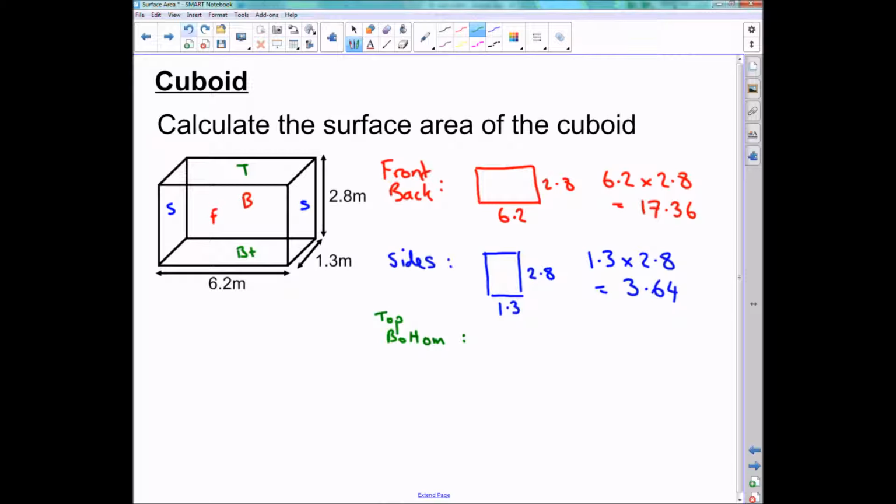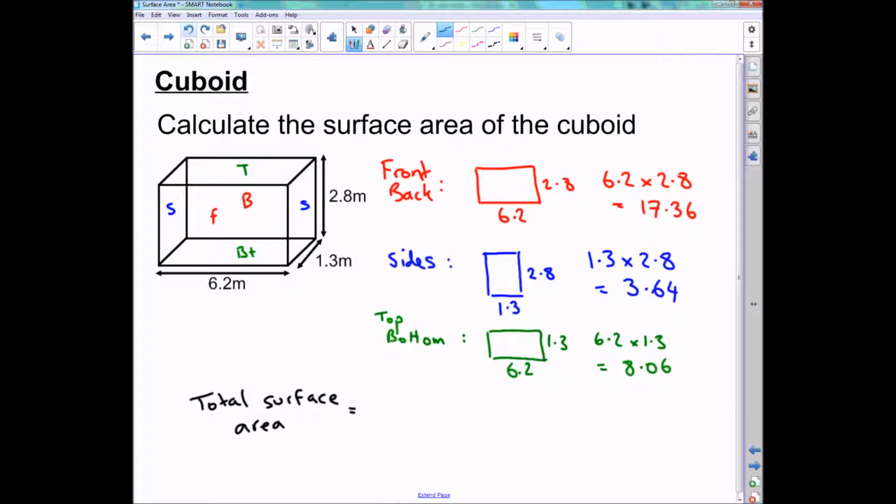Okay, so now I'm going to look at the top and the bottom. Again, I'm going to draw a rectangle out as a sketch of the top and the bottom. So firstly, the base of the top and the bottom is going to be 6.2. And this time the height of the rectangle is going to be 1.3. So I need to do 6.2 times 1.3. And again, using my calculator to work this out, I get an answer of 8.06.